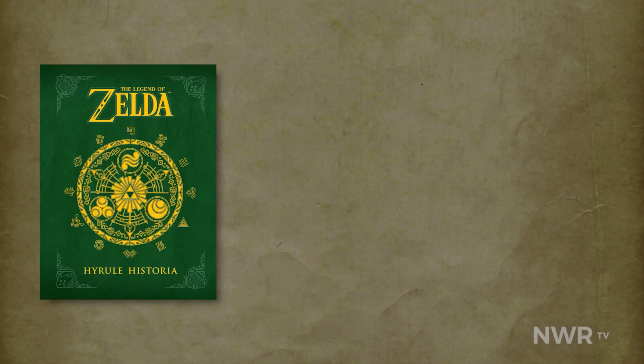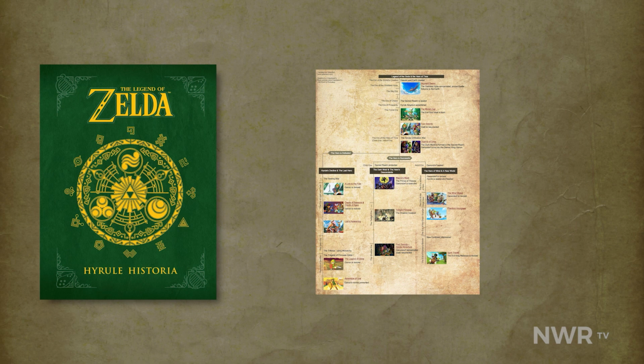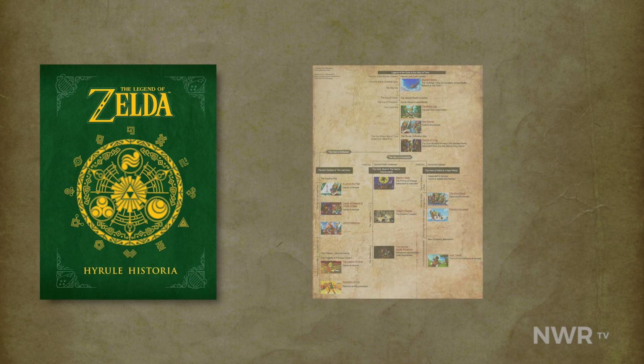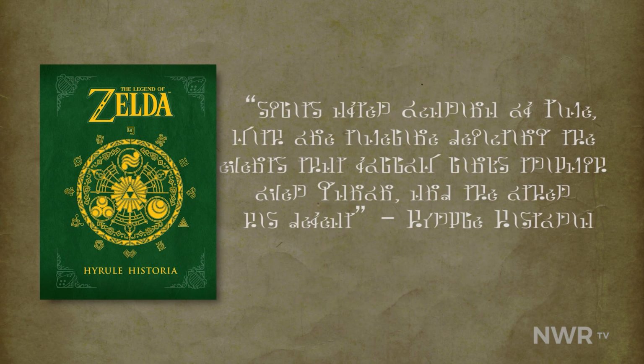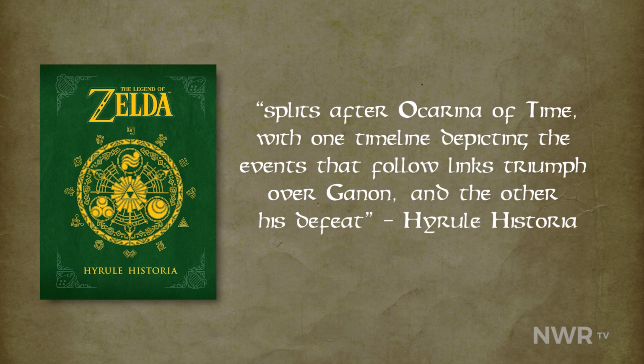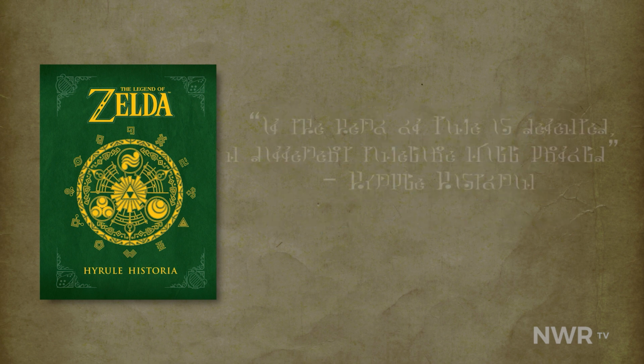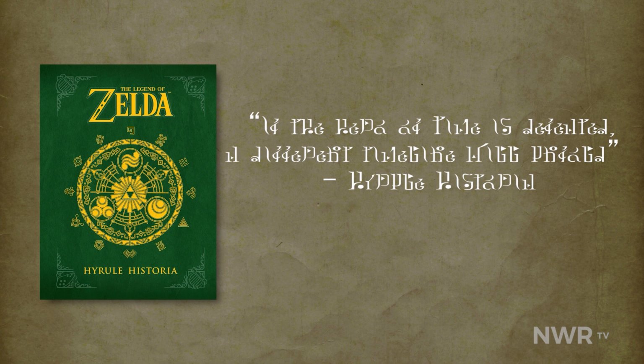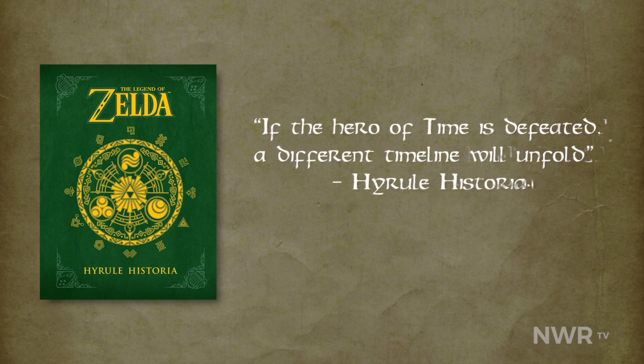The Historia mentions the Fallen Hero timeline in 3 places. The first is on the general timeline itself, where it says that the timeline, quote, splits after Ocarina of Time, with one timeline depicting the events that follow Link's triumph over Ganon, and the other his defeat. The second is a note placed at the end of the events of Ocarina of Time that says, if the Hero of Time is defeated, a different timeline will unfold.